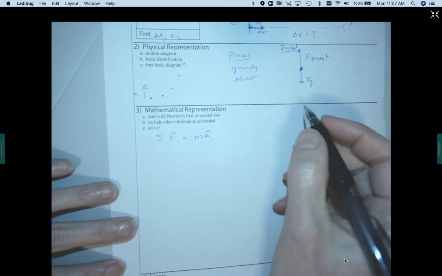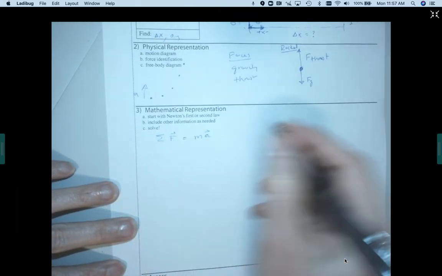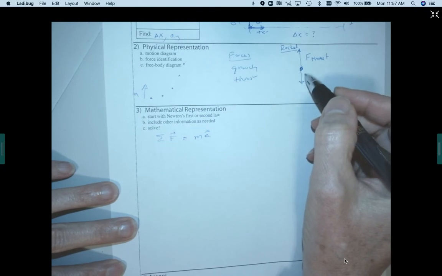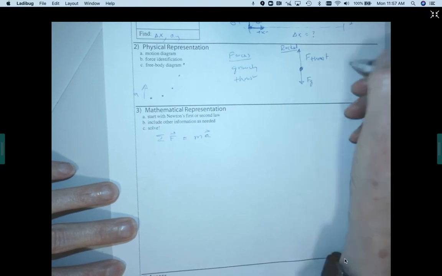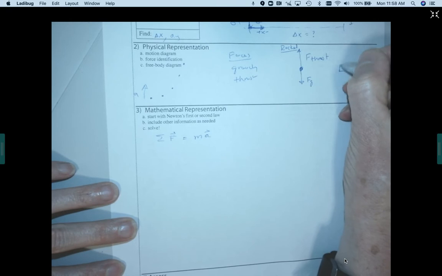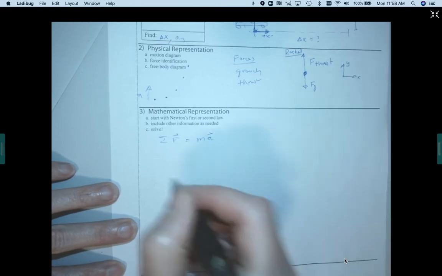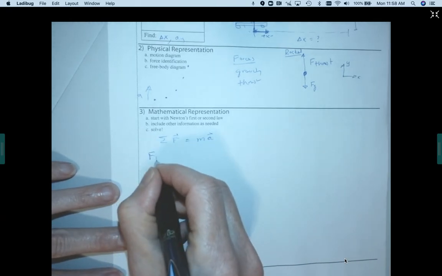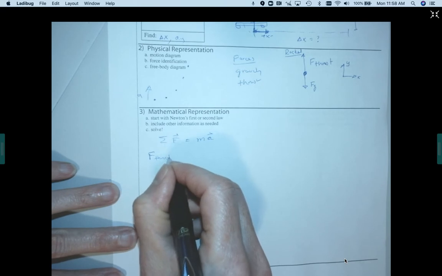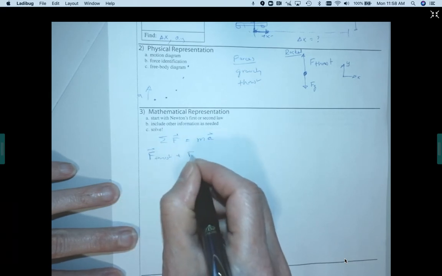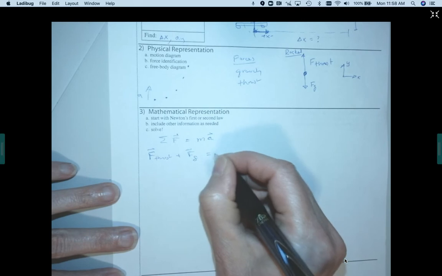Okay, so let's write these out as just vectors. We're looking at our free body diagram, and we're not really caring about directions. Everything here is in the y direction, but even if it was x, we just list our forces as the first step. So we have thrust plus the force of gravity. I'm still writing those as vectors, is ma.